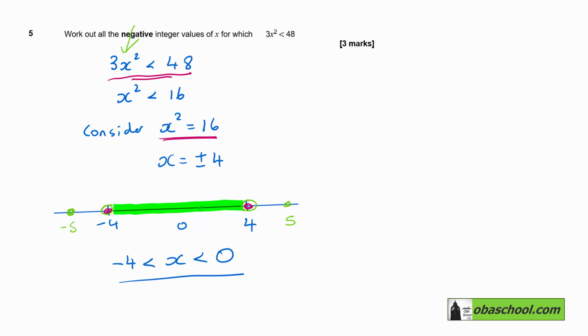Now, in addition, we were told that these need to be integer values. Therefore, the ones that fit are going to be negative 1, negative 2, and negative 3. So those are our answers. X is negative 1, negative 2, or negative 3.